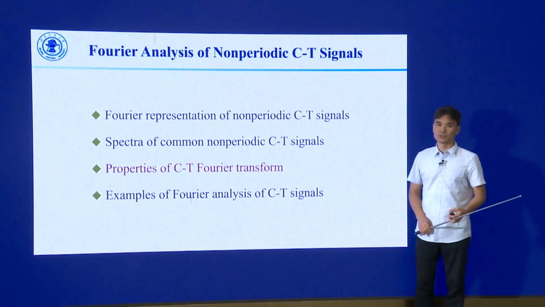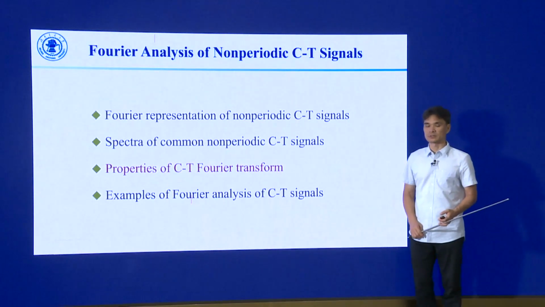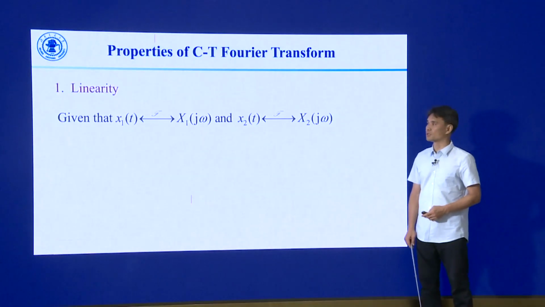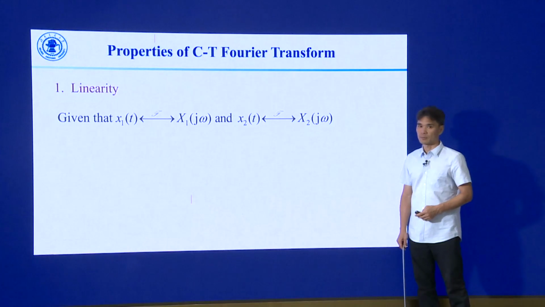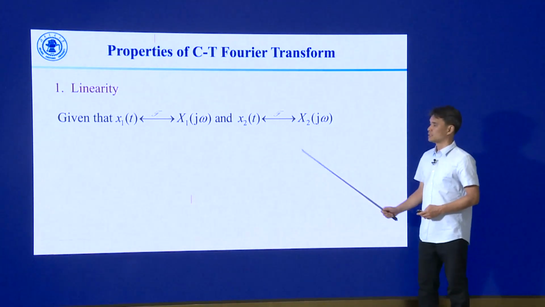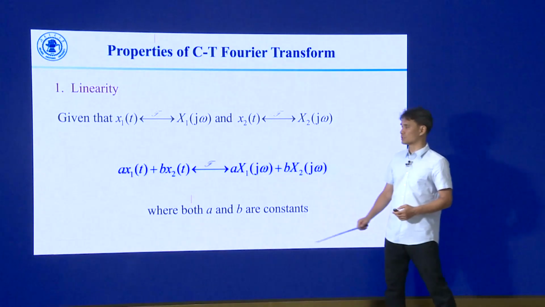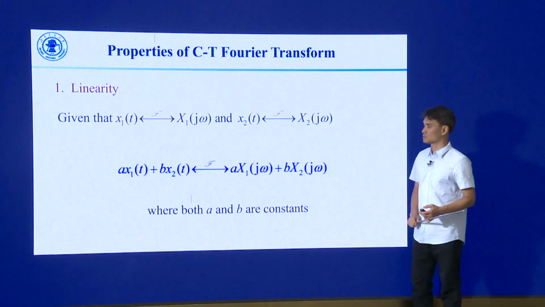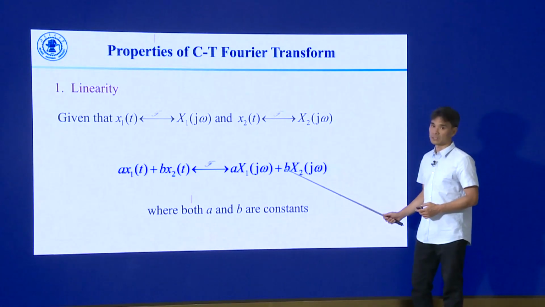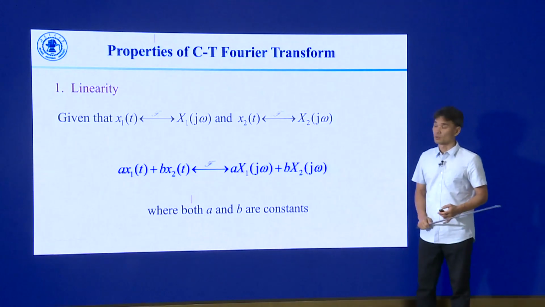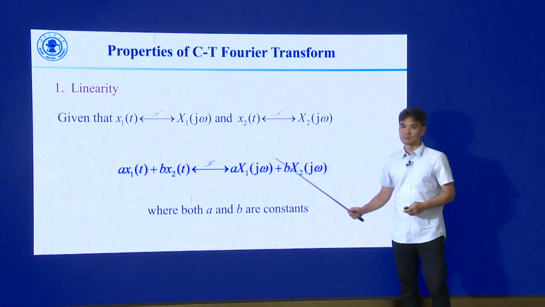Next, we're going to introduce properties of continuous time Fourier transform. The first property is called linearity. Given that we have two pairs of Fourier transform, then the linear combination in the time domain of these two original signals will correspond to the same linear combination of the spectra of the two original signals, or vice versa.